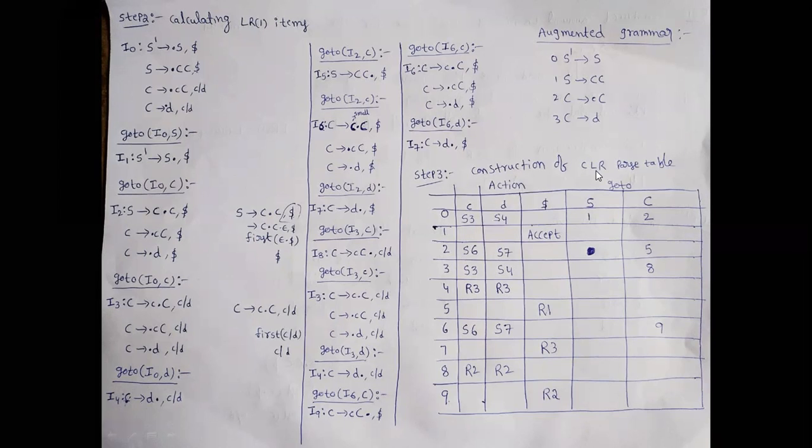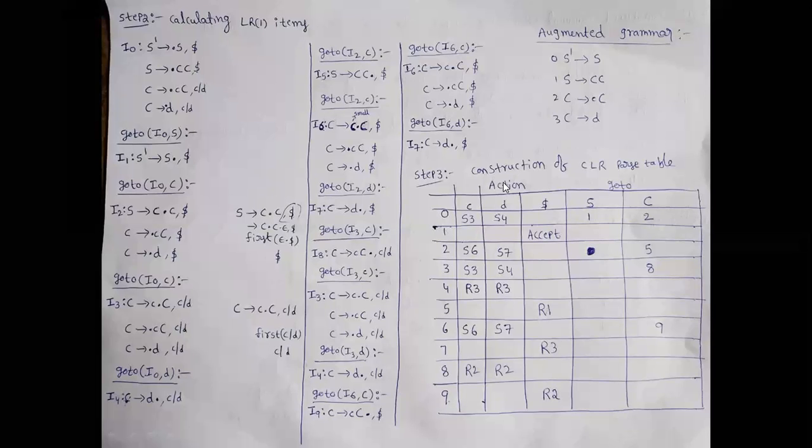So how do we construct the CLR parsing table? In the previous SLR parsing, we took the state numbers as the rows, and the columns had action and go to parts. In this go to function, how many states are we getting? Up to I9, so we get 10 states, I0 to I9: 0, 1, 2, 3, 4, 5, 6, 7, 8, 9.